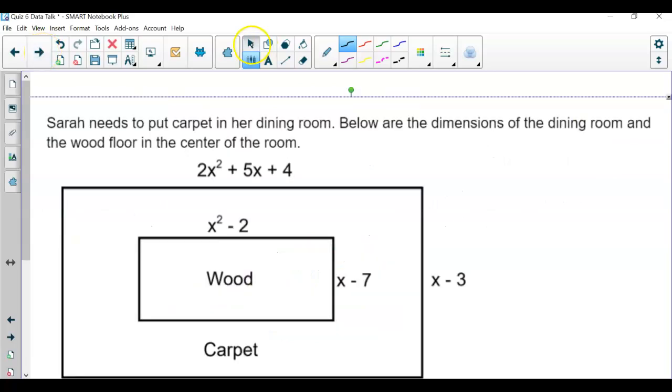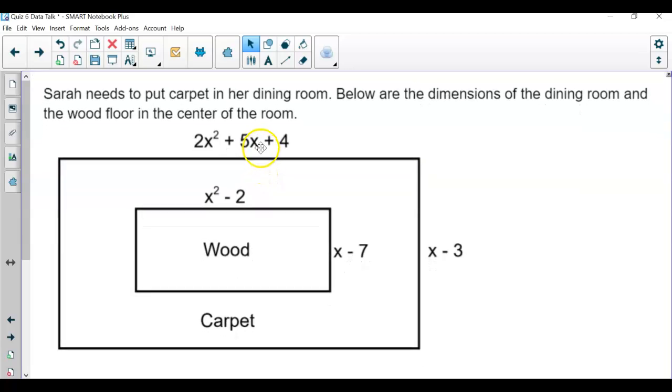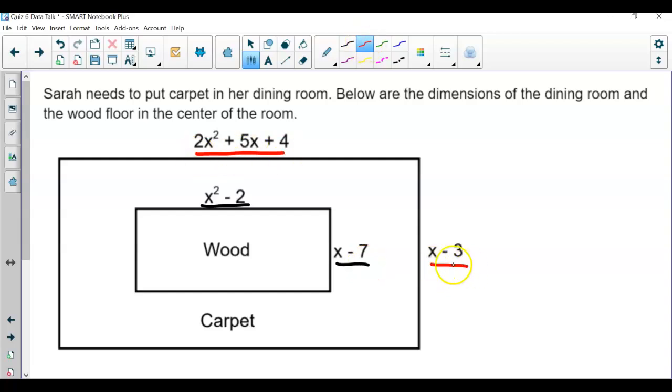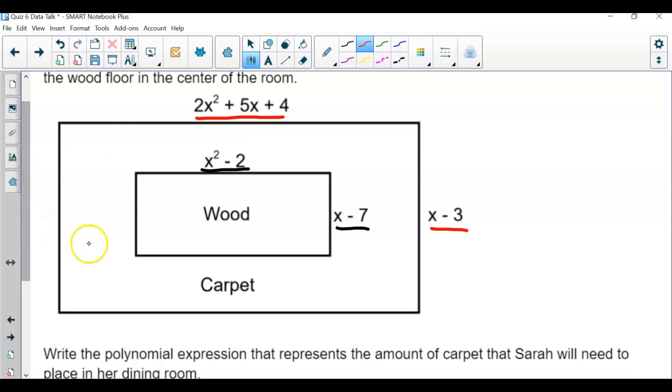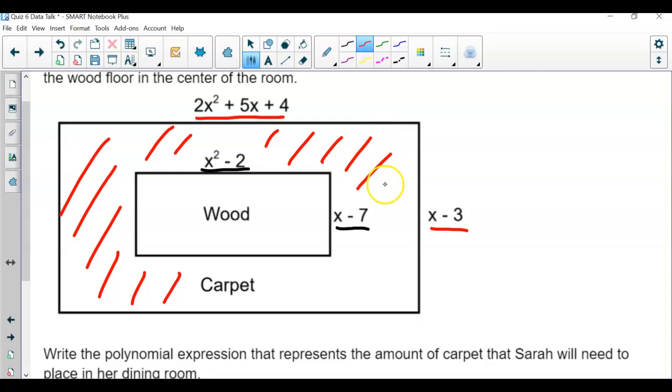So now the bonus question. So with this bonus, Sarah is trying to put carpet in her dining room. So this is the wood floor in the center of it with these dimensions, the wood floor, and this is the dimensions for the carpet. But all you needed to do was figure out the amount of carpet that she needs, which is not the whole thing, just this section here. And if this is the amount of space that the carpet is using, this is an area problem. And remember, area is length times width.